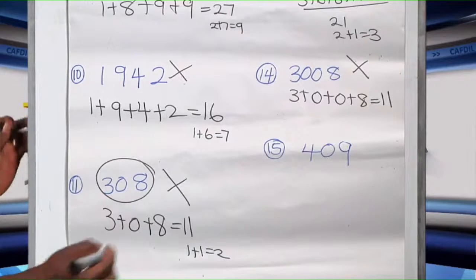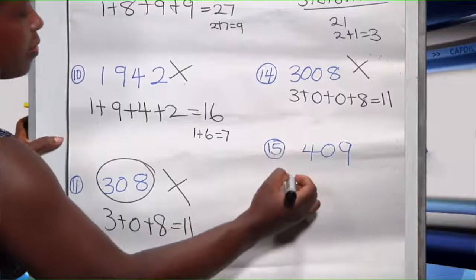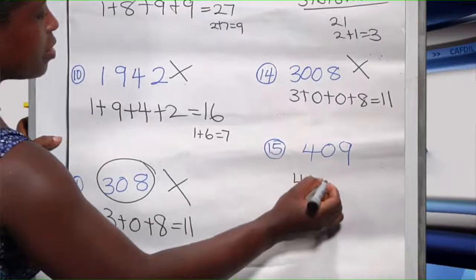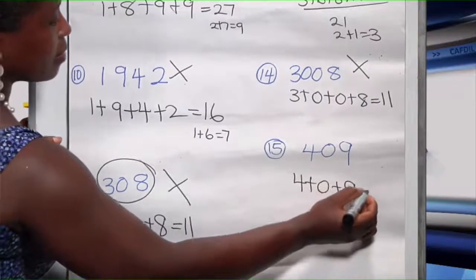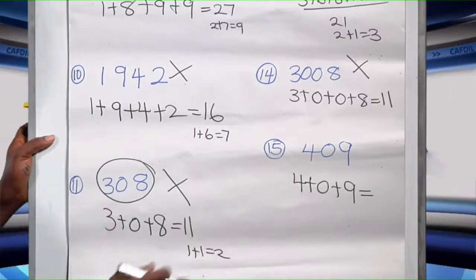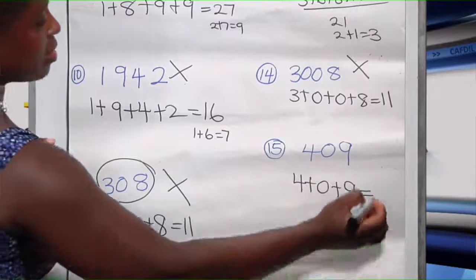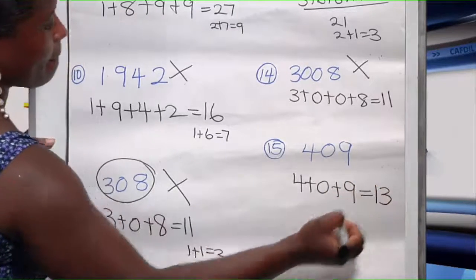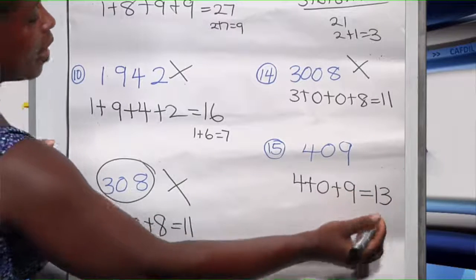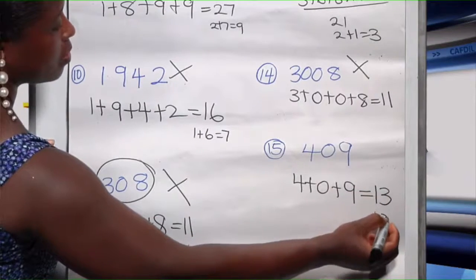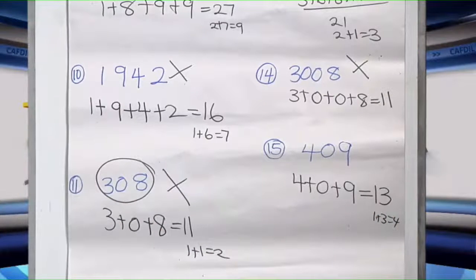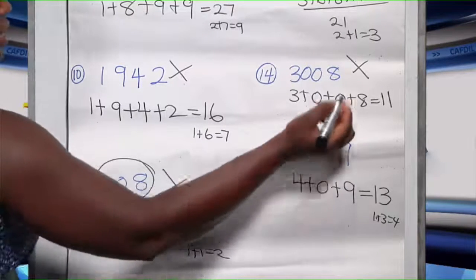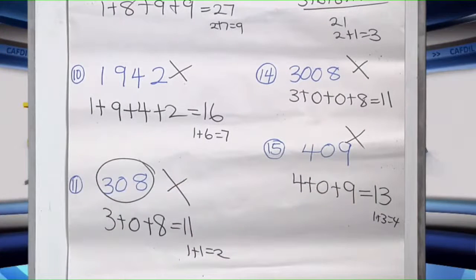Let's do it so that you mark yourself. 4 plus 0 plus 9. 4 plus 0 is 4. 4 plus 9 is 13. And let's add 1 plus 3 is 4. Learners, is 13 a multiple of 3 or is 4 a multiple of 3? No. Therefore, 409 is not divisible by 3.